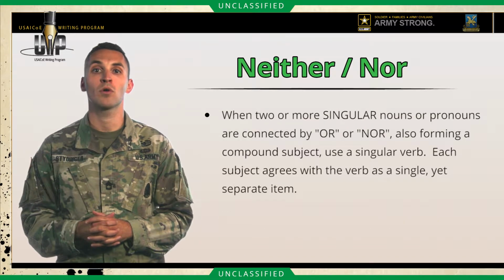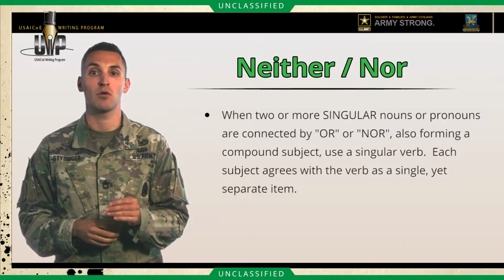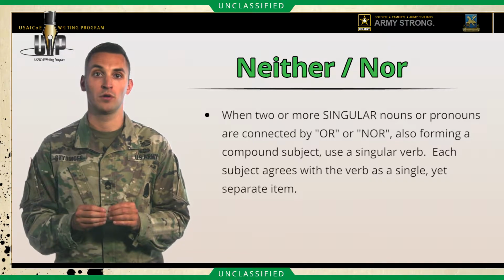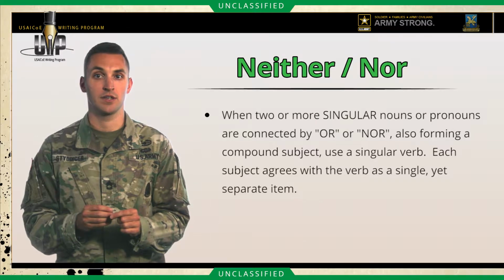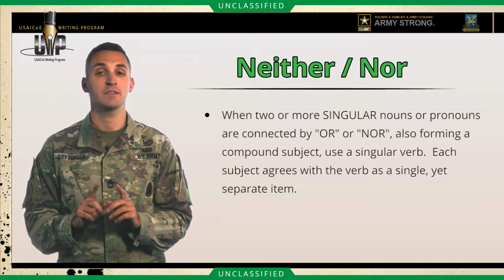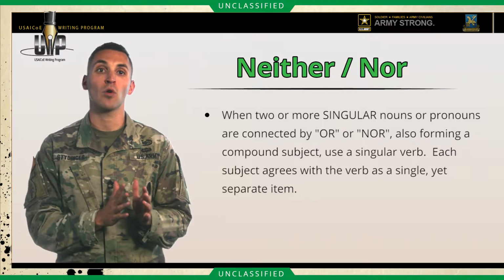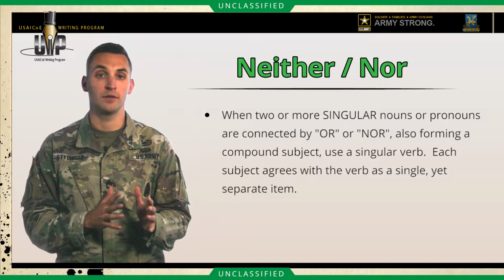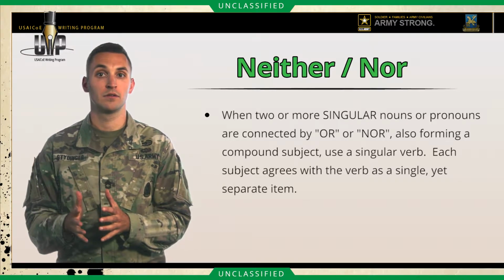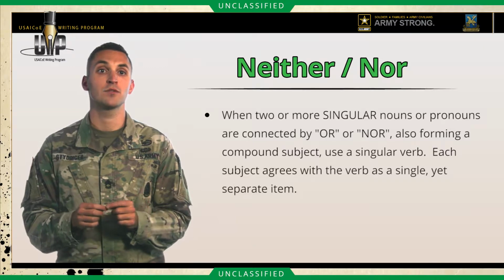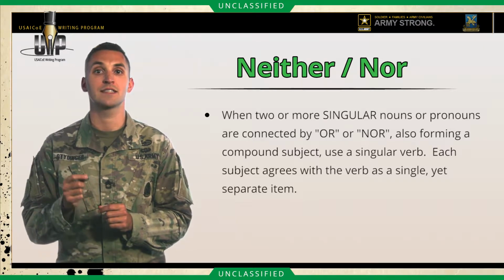When two or more singular nouns or pronouns are connected by or nor, also forming a compound subject, use a singular verb. This makes sense because the or nor limits your choice to only one, which would be singular. In other words, each subject agrees with the verb as a single yet separate item.